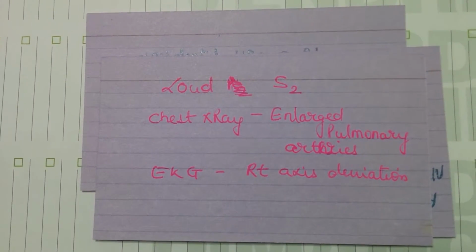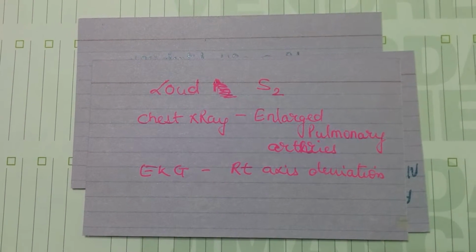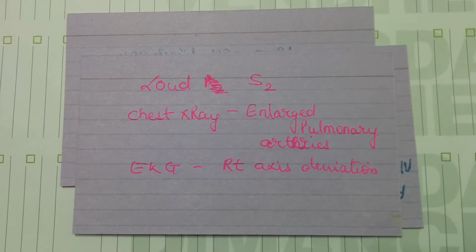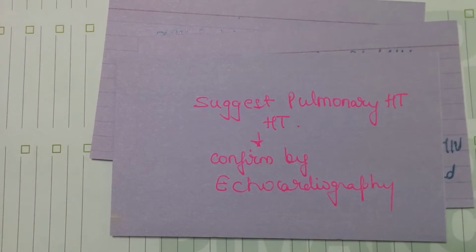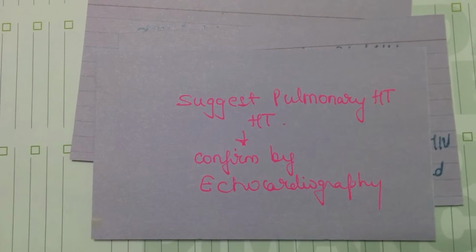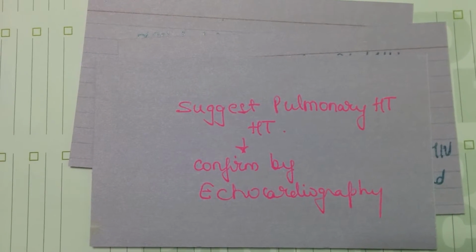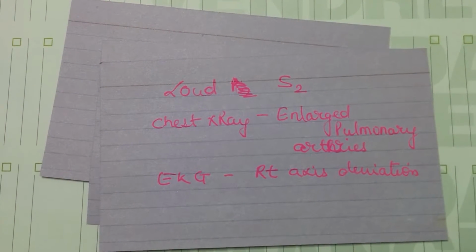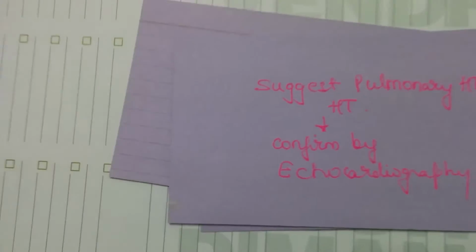If the patient has a loud S2, chest X-ray shows enlarged pulmonary arteries, and EKG shows right axis deviation, that suggests pulmonary hypertension, and that should be confirmed by echocardiography. So again, if the patient has a loud S2, enlarged pulmonary arteries on X-ray, and right axis deviation on EKG, this suggests pulmonary hypertension, and you should do an echo to confirm pulmonary hypertension. Next.